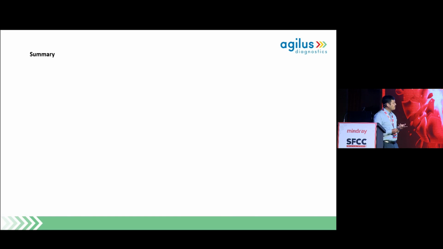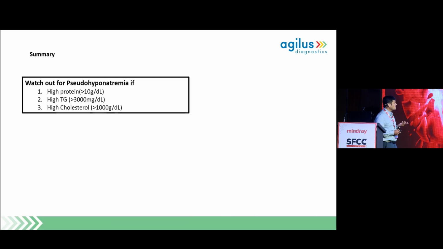So coming to the summary, when should you look for pseudo-hyponatremia? One, when the protein is more than 10 grams. Second, when TG is more than 3,000. And when cholesterol is more than 1,000.